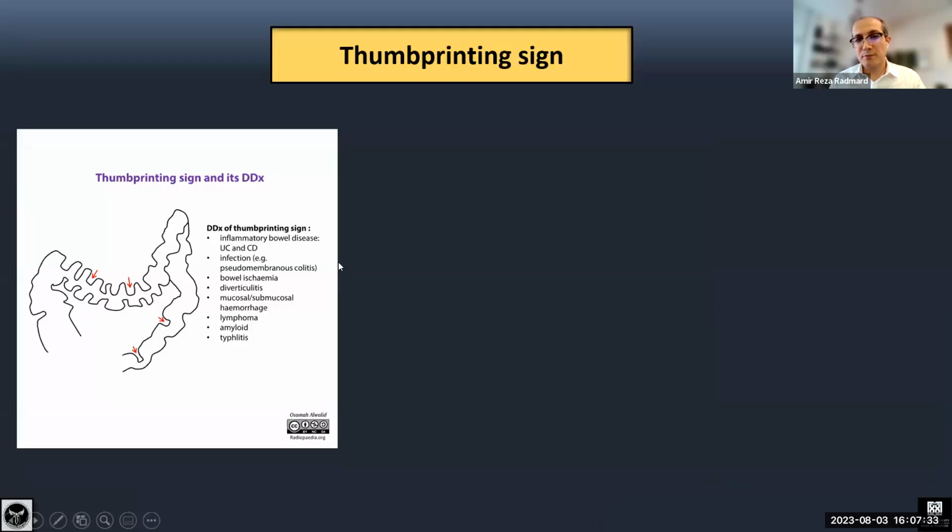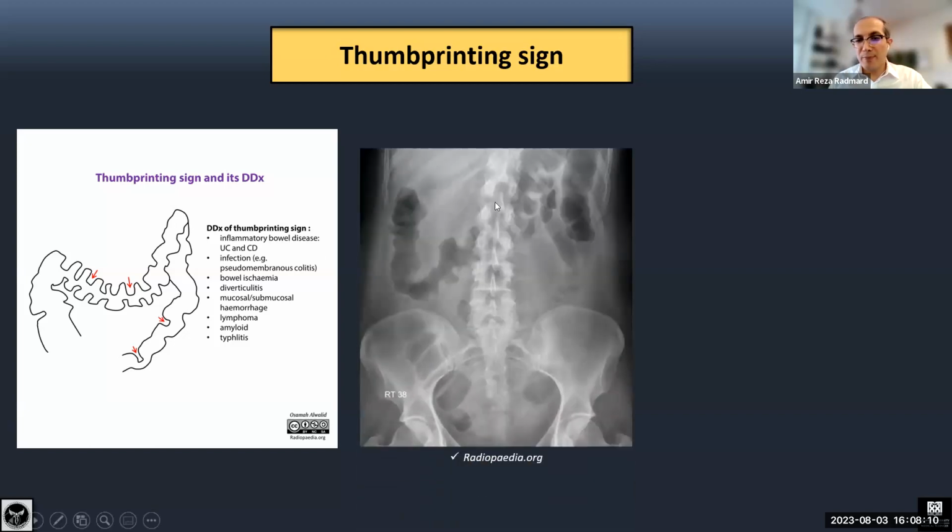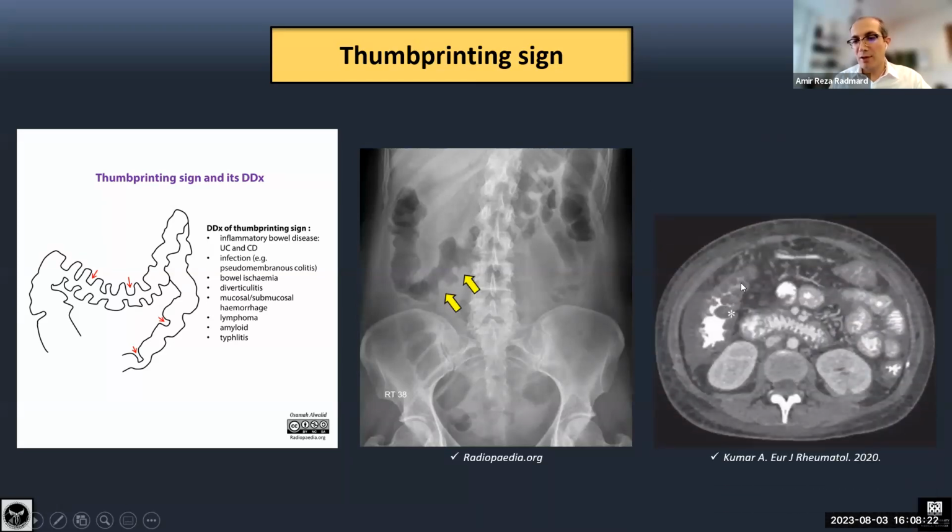Professor Faizi asked me to describe this interesting thumb printing sign for the detection of bowel ischemia. But as you see here, a long list of differential diagnoses can cause this imaging appearance in the bowel loop, including IBD, infections, bowel ischemia, hemorrhage, or even infiltrative conditions. The sign is very similar to the impression of a thumb over a surface, and we can see it even in abdominal X-rays, like this case of colitis. Here is the thumb printing sign, but it has been described even on CT scan, like this case of lupus colitis.